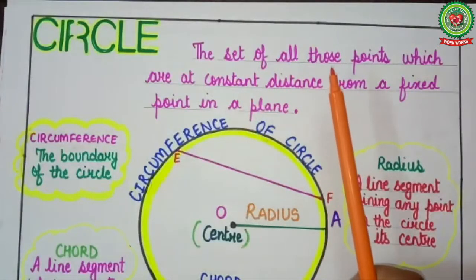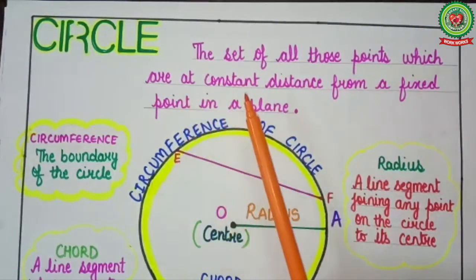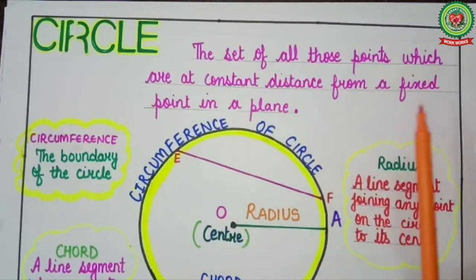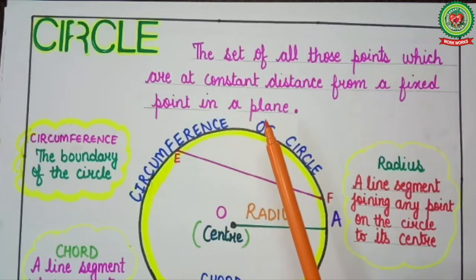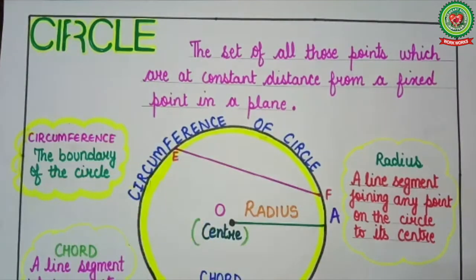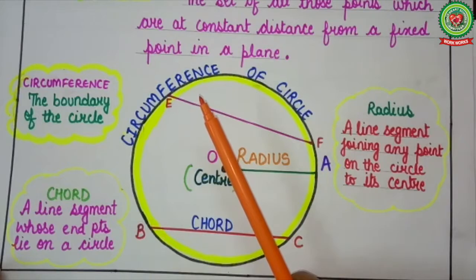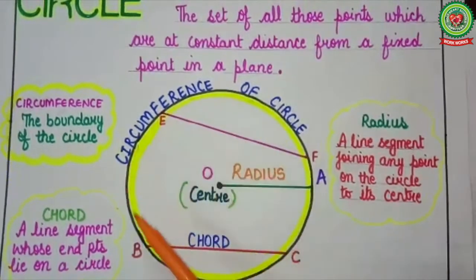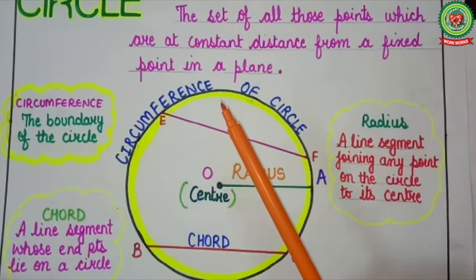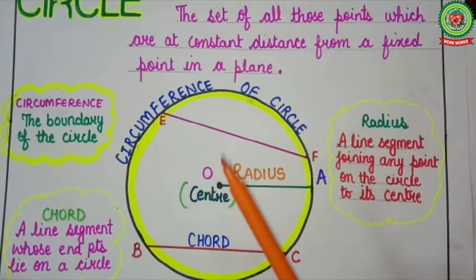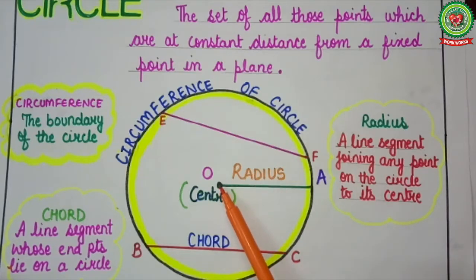Therefore, set of all those points which are at constant distance from a fixed point in a plane is known as circle. So, here this figure is circle and all points are at a constant distance from a fixed point. And this fixed point is known as center. So here O is the center.